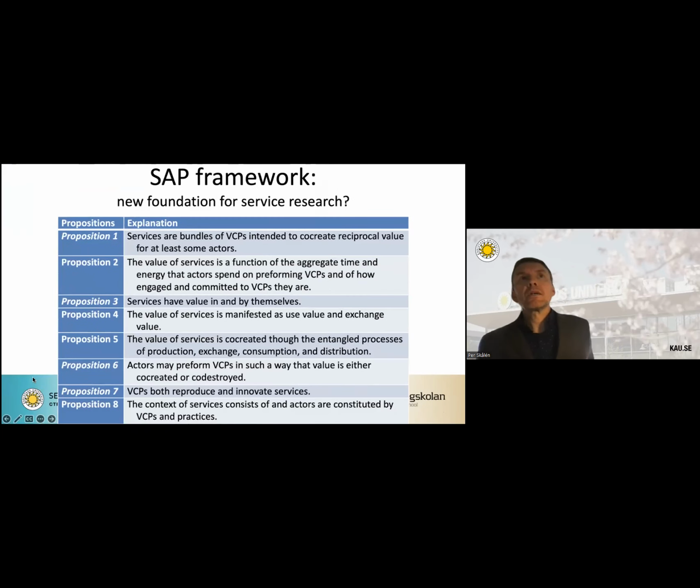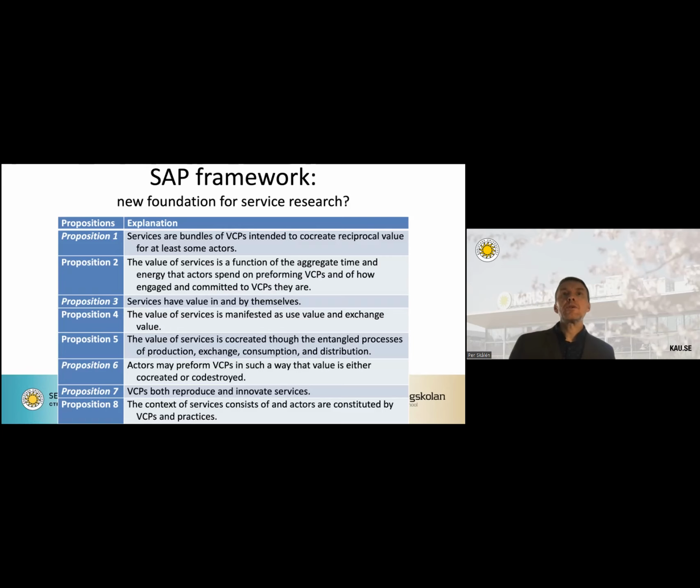Okay, so based on this, I outline eight propositions for service research. It's an attempt to create a kind of framework on the basis of practice theory and value theory for how we can approach and study services. And I think you recognize some of these from my presentation. Services are bundles of value co-creation practices intended to co-create reciprocal value for at least some actors. The second one has to do with the definition of value I talked about. And this one has to do with the value of services, that not only emerges when we use them, but they also have inherent value.